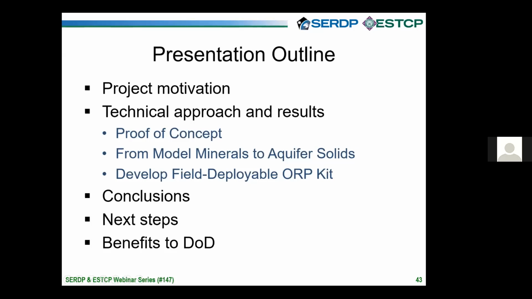I will start with some project motivation, focusing on why we need better tools to characterize abiotic natural attenuation. Then I'll walk you through key stages of the R&D process, all funded by SERDP, evolving from proof of concept in the laboratory to developing a field-deployable ORP kit that can be used in practice. The last bullet is really the scope of our ongoing SERDP projects. By walking you through the process, I hope to help you better understand where we're coming from and where we're going forward. I'll conclude with some discussion on next steps and benefits to DoD.